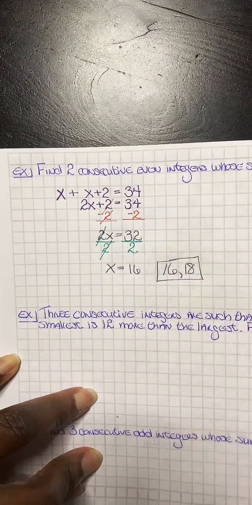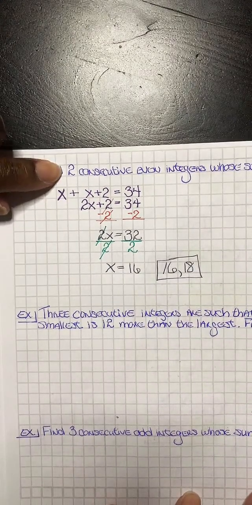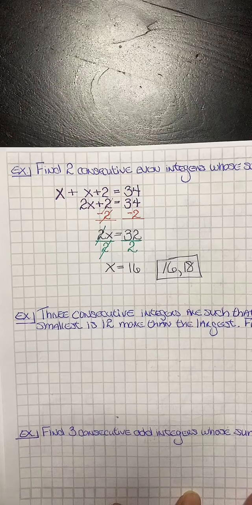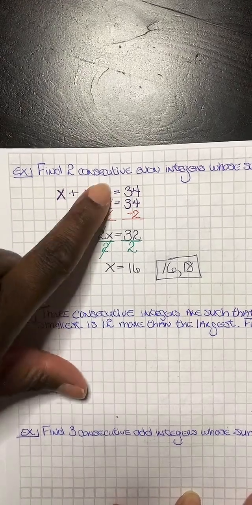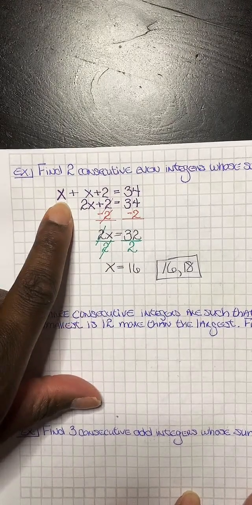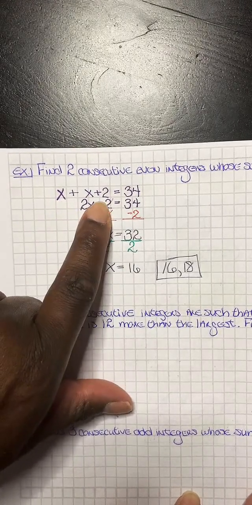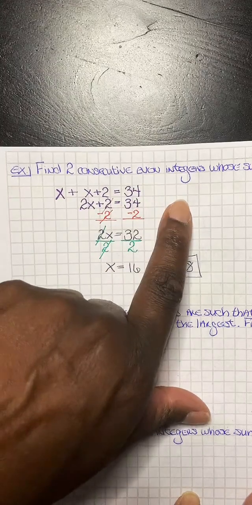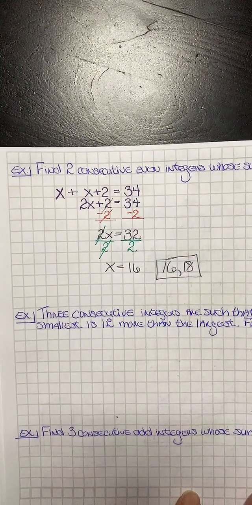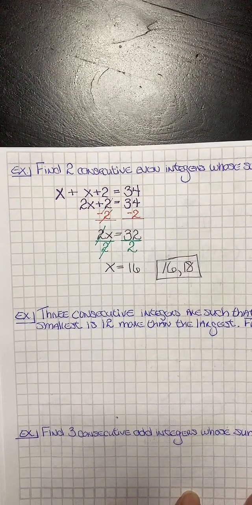It doesn't matter if they're asking for 2 consecutive or they're crazy enough to ask for 5 consecutive. If they said consecutive even or consecutive odd, you're starting off with your x. The next one's your x plus 2, then your x plus 4, then your x plus 6, and your x plus 8. And then you combine your like terms and solve for x.